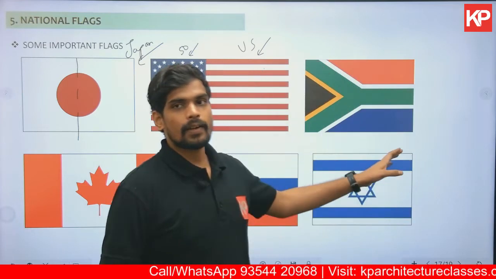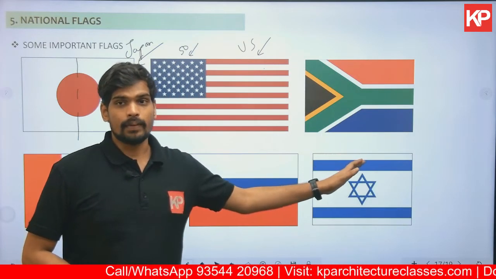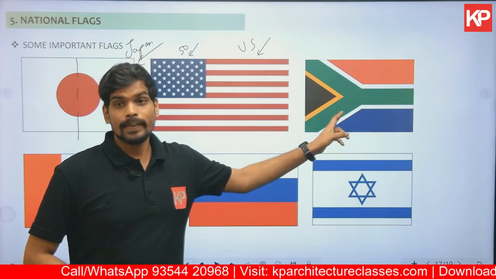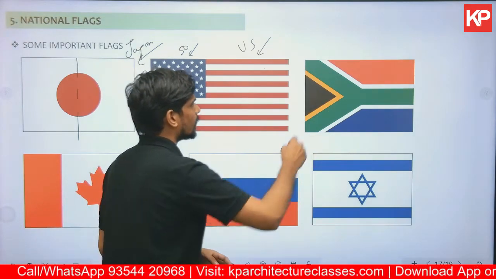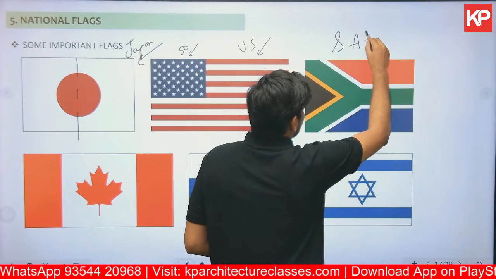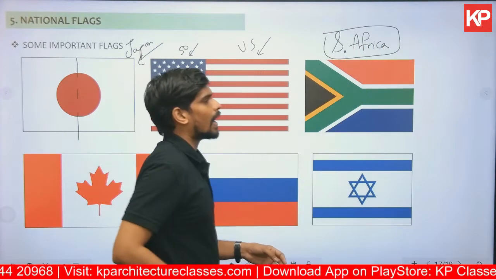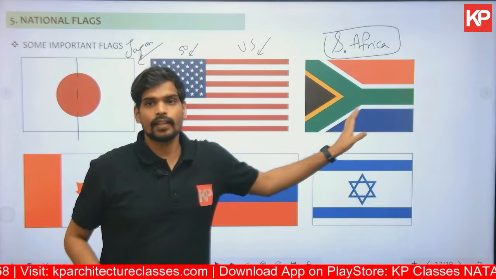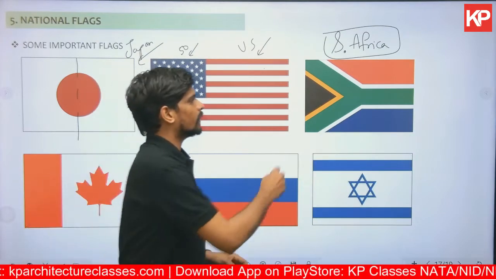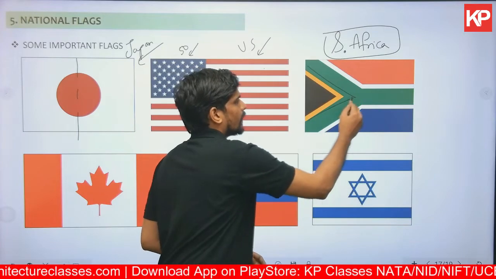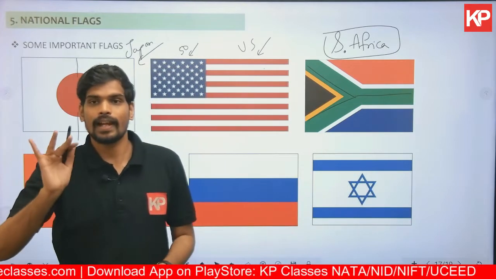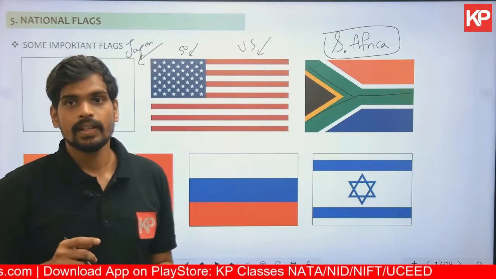Then you have the flag of South Africa. This is the largest economy in the African continent. This is the flag of South Africa. The South African flag is one of the few flags in the world which have that white shape of composition with a triangle and two trapeziums divided using a triangular part. There are only two flags in the world which have such a profile.